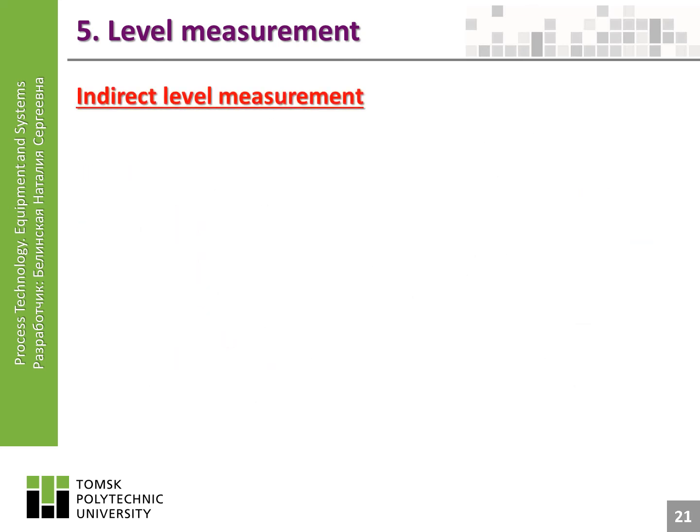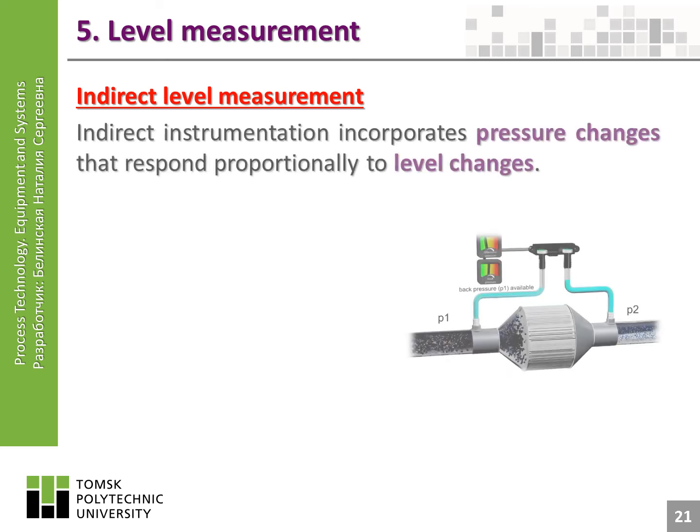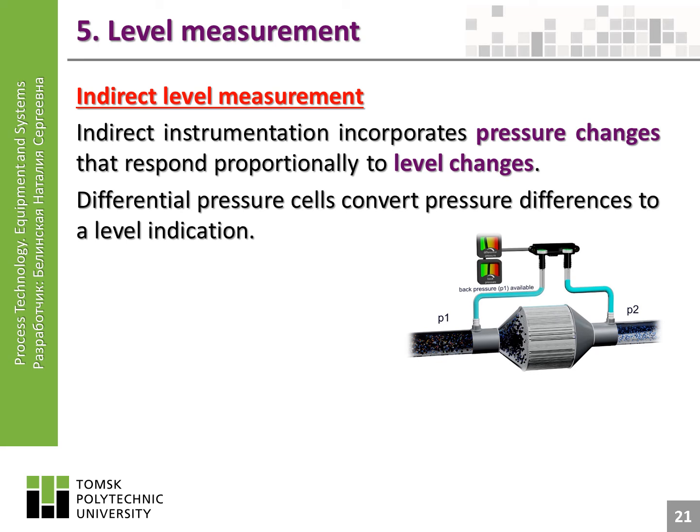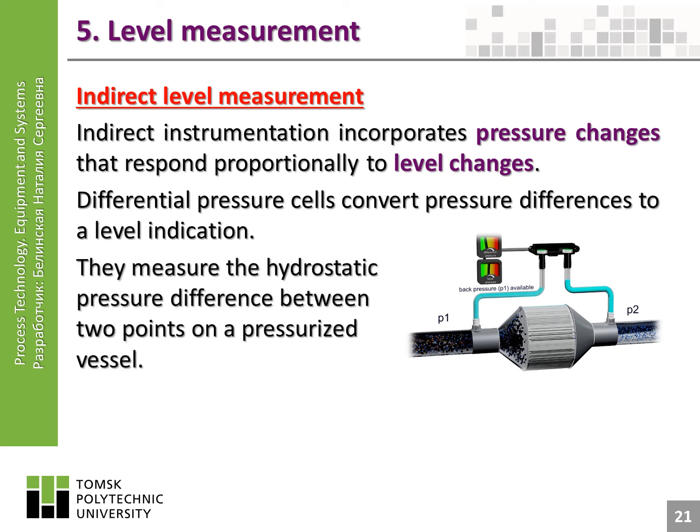Indirect level measurement. Indirect instrumentation incorporates pressure changes that respond proportionally to level changes. Differential pressure cells convert pressure differences to a level indication. They measure the hydrostatic pressure difference between 2 points on a pressurized vessel.